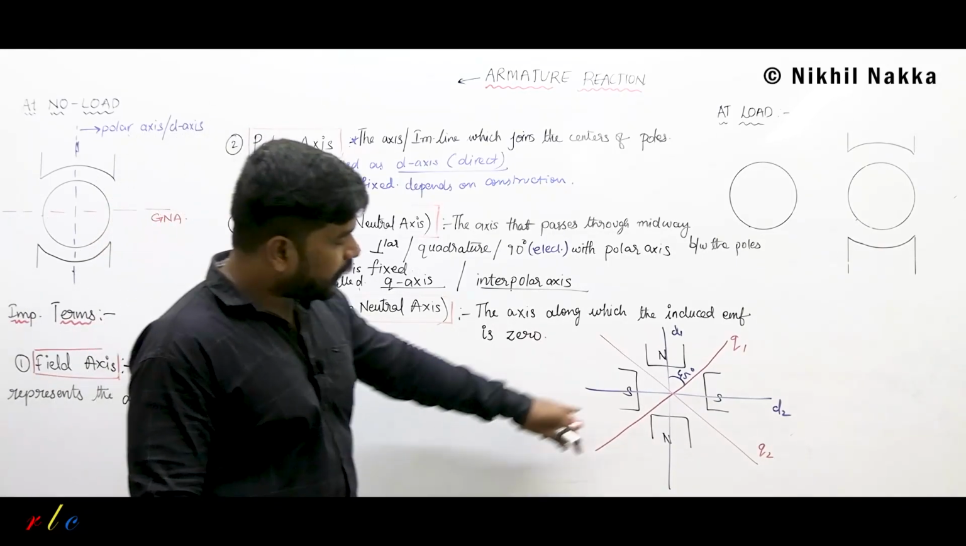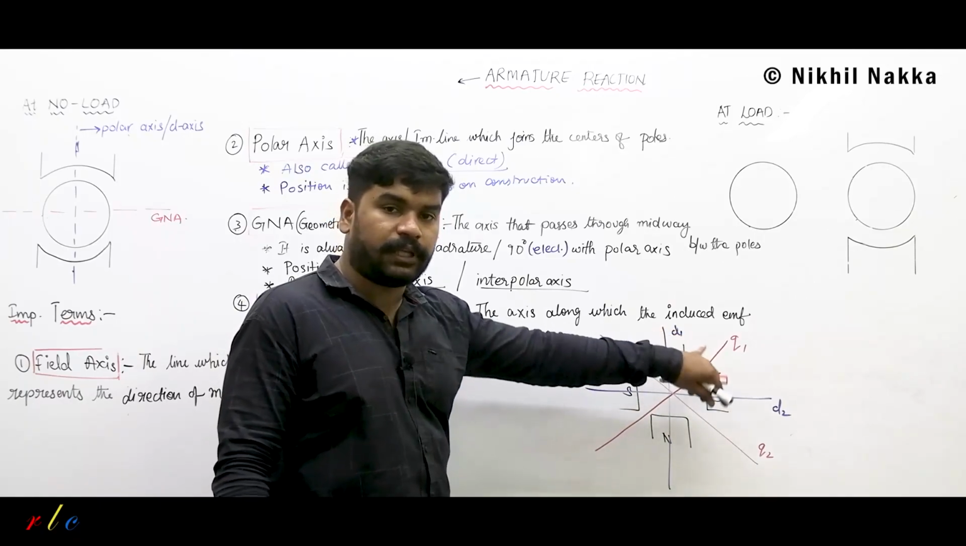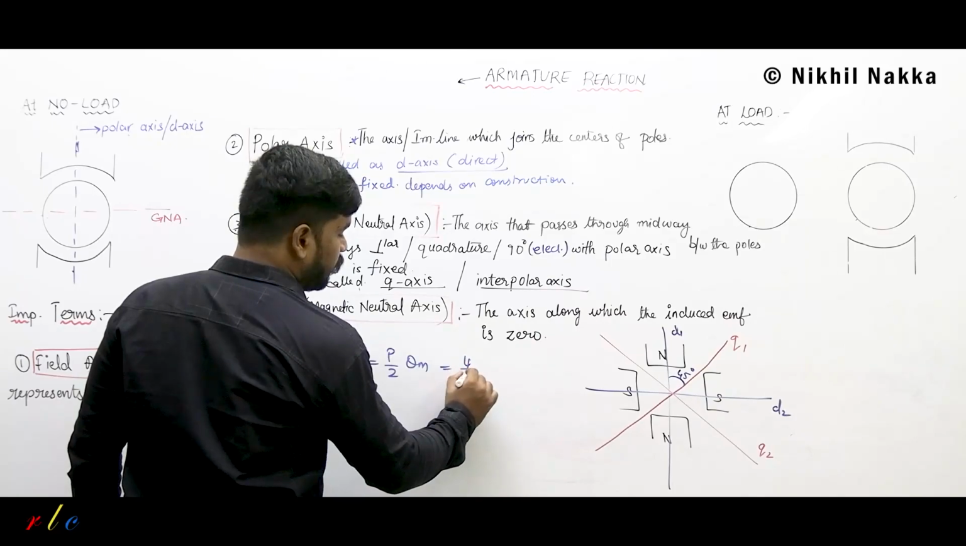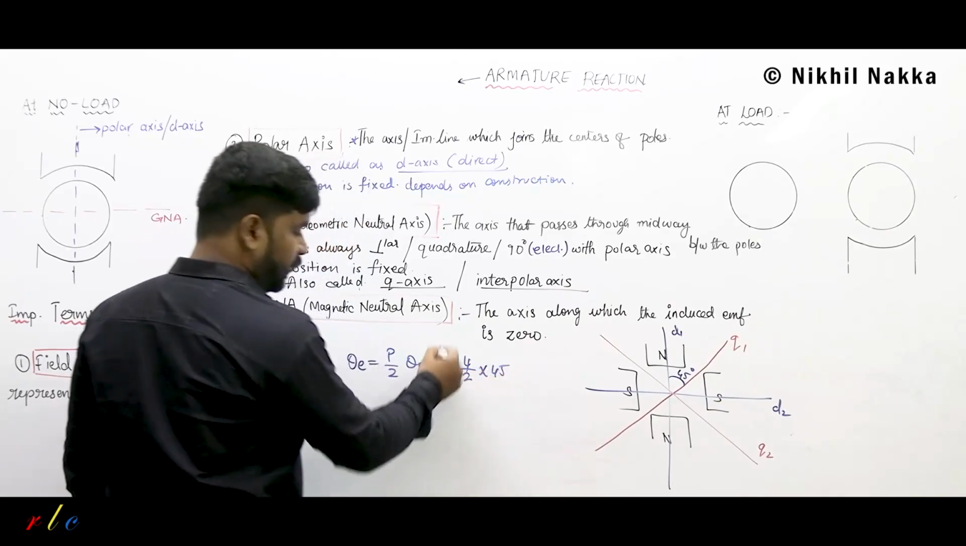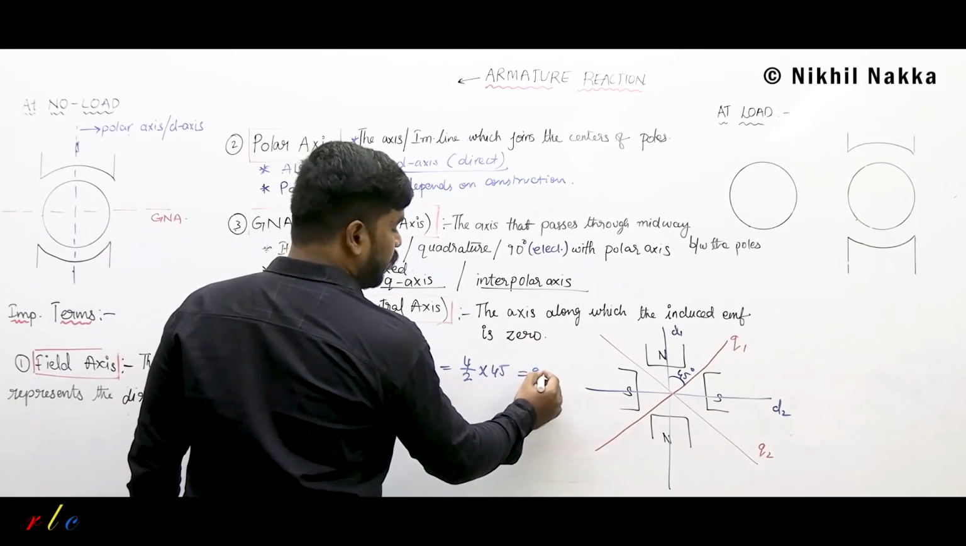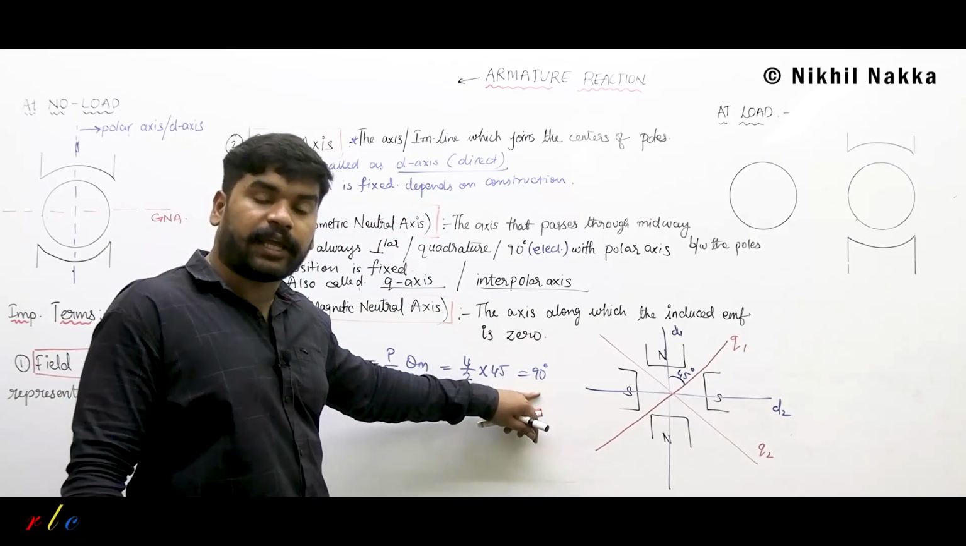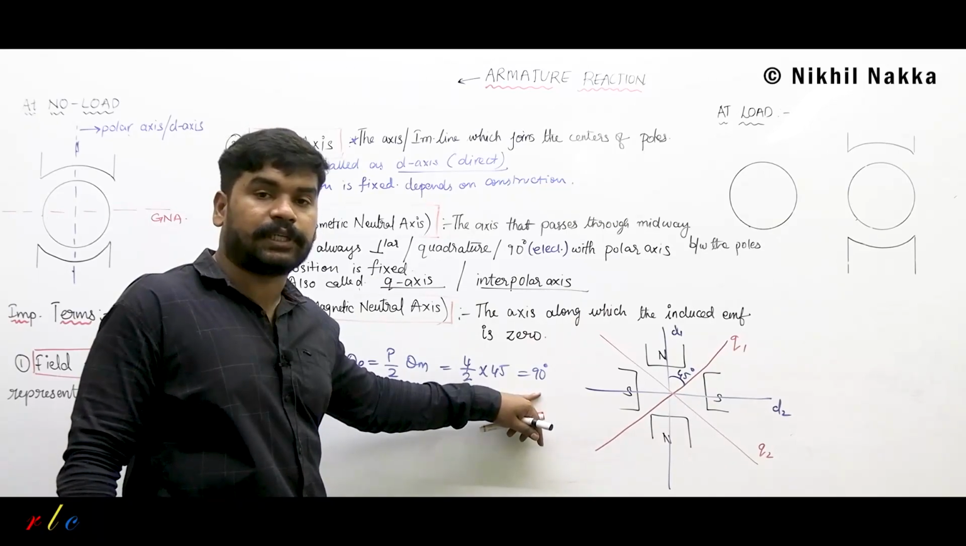Now here, mechanically how many degrees are there between the D axis and Q axis? 45 degrees. And how many pole system is it? 4 pole system, into 45 degrees. If you do this, what am I going to get? 90 degrees, is it not? Yes. So it is actually the 90 degrees displacement between the direct axis and Q axis.